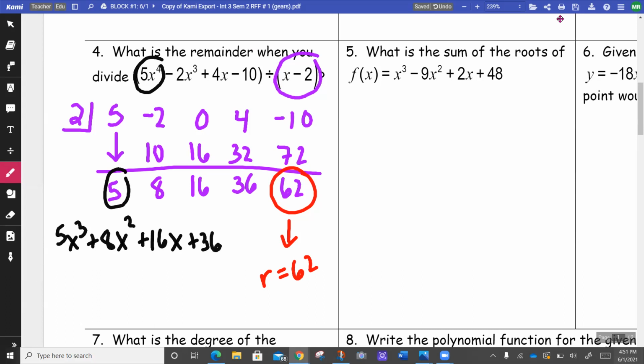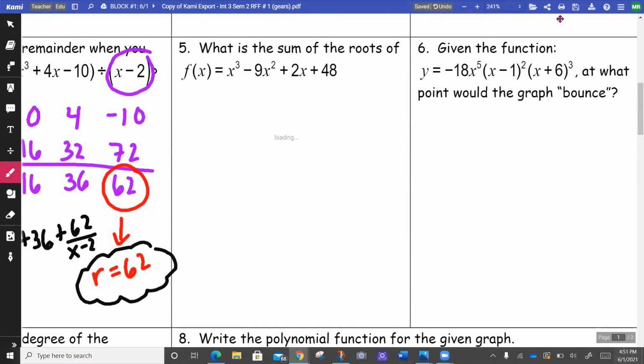That 62 was my remainder. So that would have been 62 over x minus 2. So that's what I would have gotten if they asked for the quotient. But they asked for a remainder, and that's the last number, which is 62.